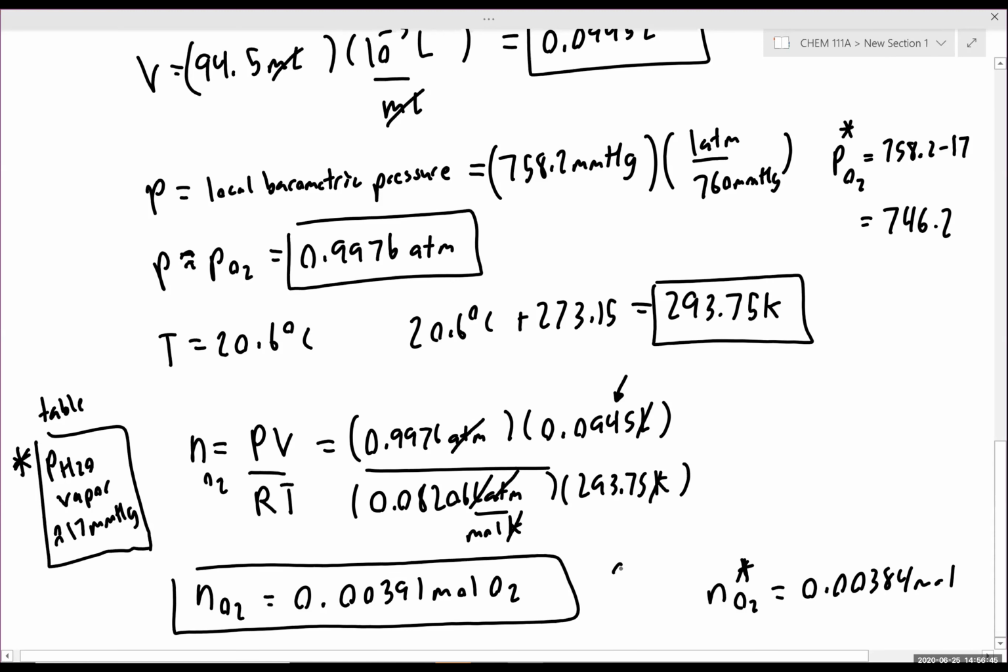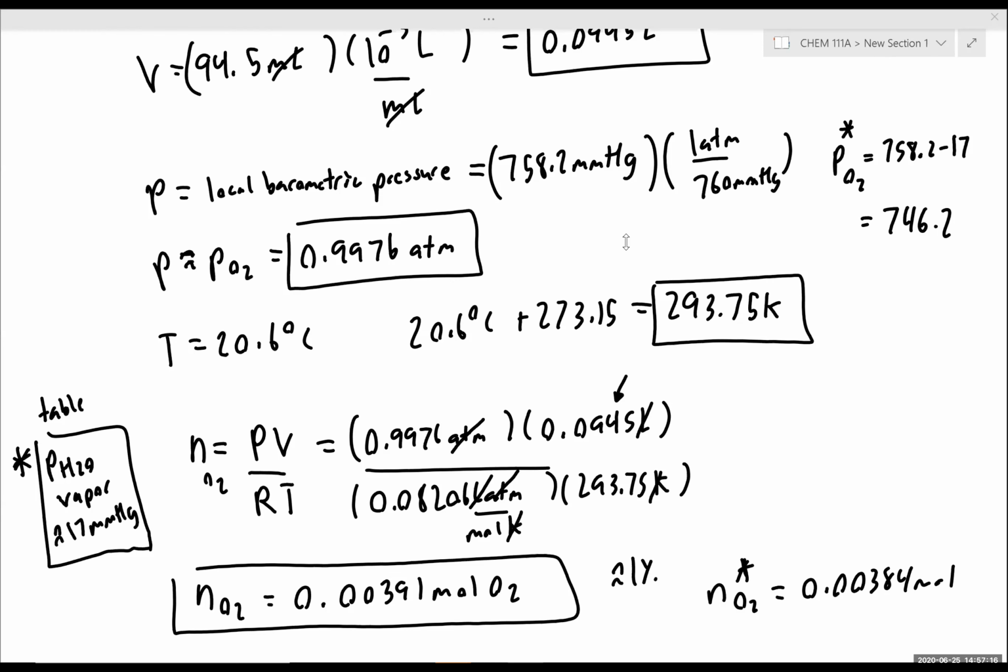So this is a difference of about 1%. So it's not going to make a huge difference in this case. At higher temperatures, it plays a bigger role. So just showing that there is a way to account for the fact that we have some water vapor collected, but considering that we're using a graduated cylinder, the uncertainty in the graduated cylinder is probably going to be greater than this correction factor.